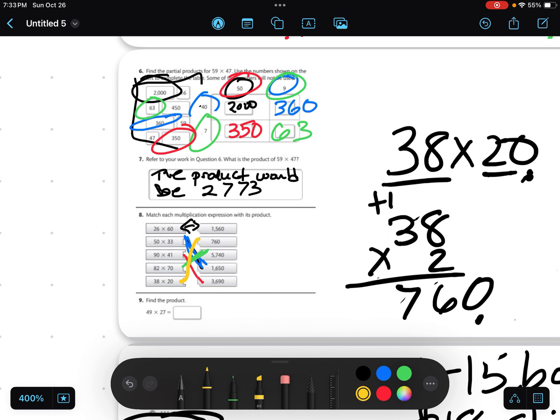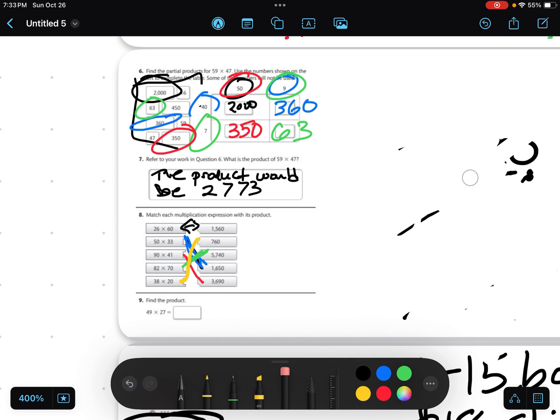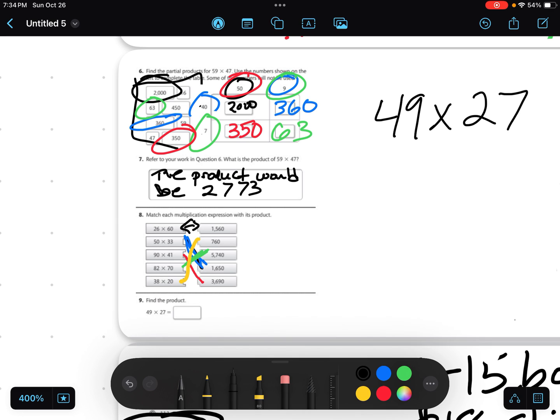And then our final, good job you guys, almost done. Our final one, so you can kind of see the power of those base numbers. Makes it go so much quicker. All right, finding the product of 49 times 27. So if you like to do the partial product and do those, great. If you like to do the 80s way, great. It's just up to you what works best for you.